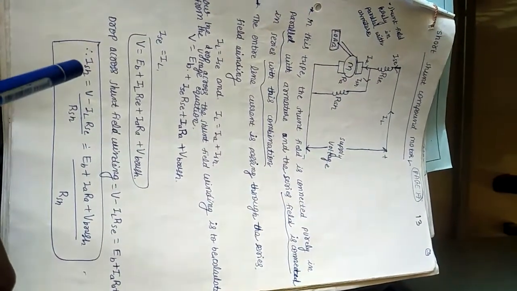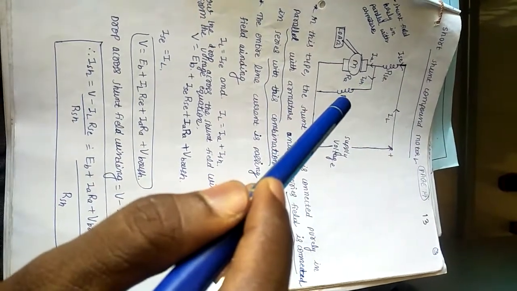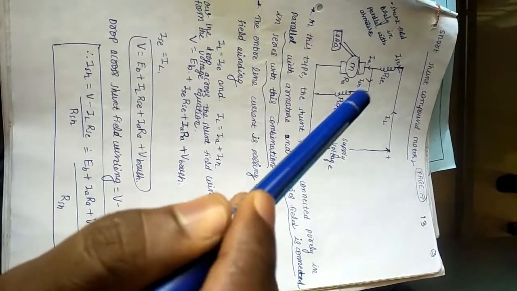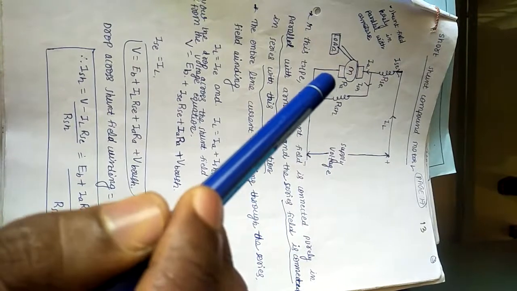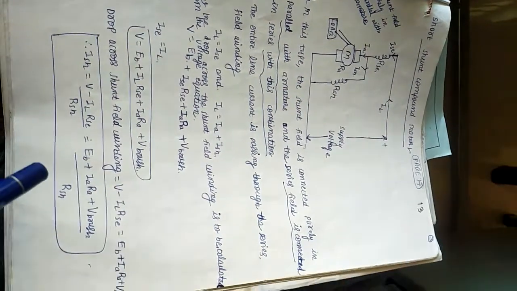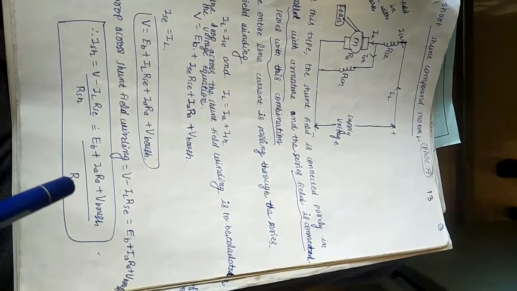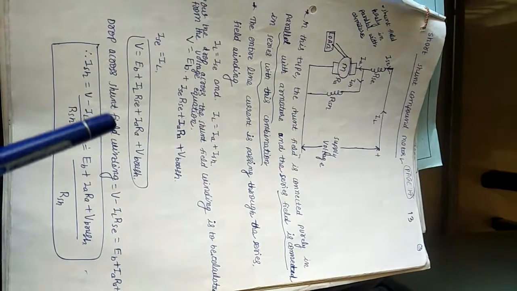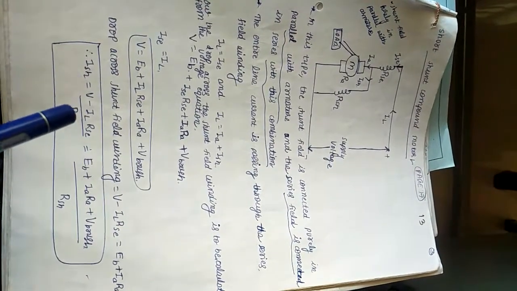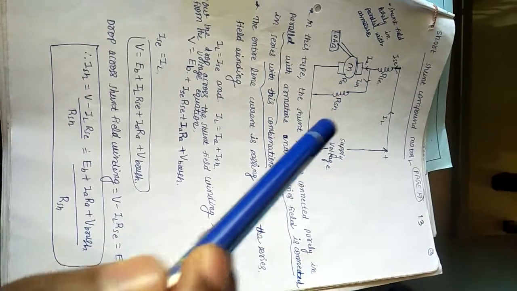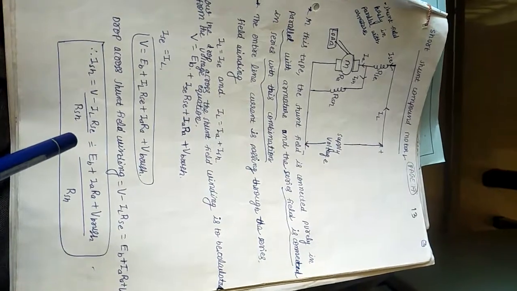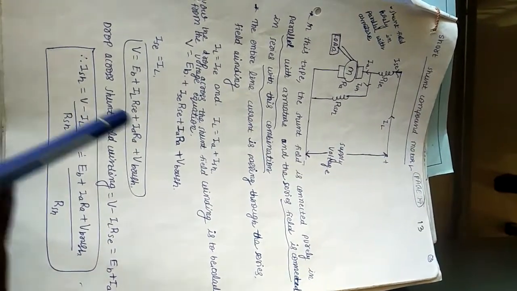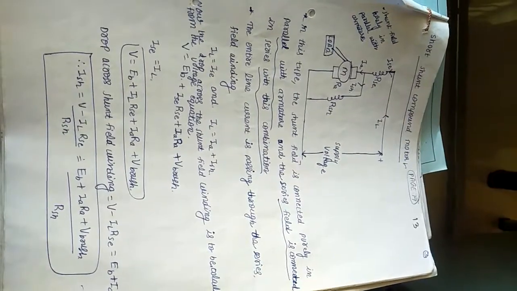As you know, this current ISH is nothing but (V minus IL RSC) divided by RSH, or you take this in the numerator, (EB plus IA RA plus V brush) divided by RSH. The voltage drop across the shunt field winding means ISH into RSH, so you take RSH into the denominator. So this is the final expression to find the shunt current in the case of the short shunt compound motor.